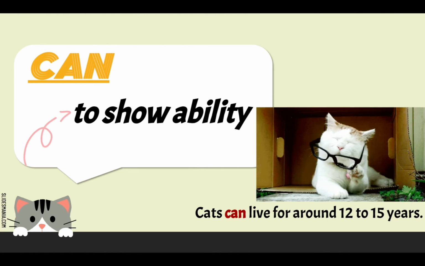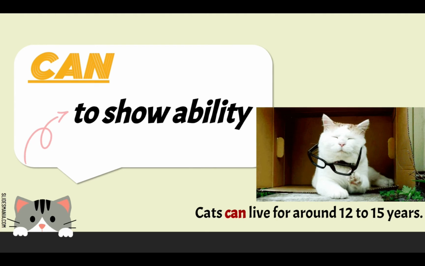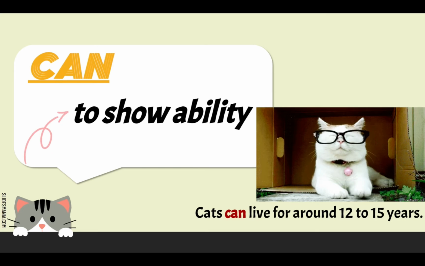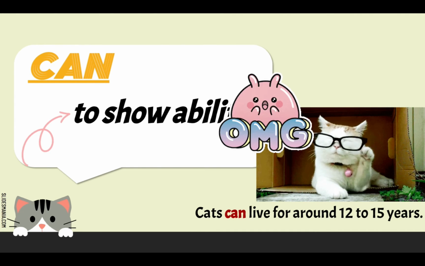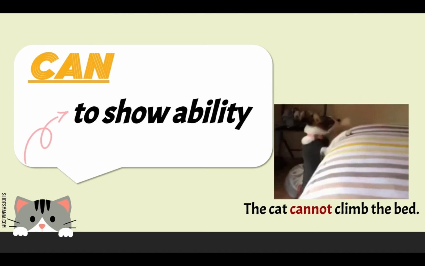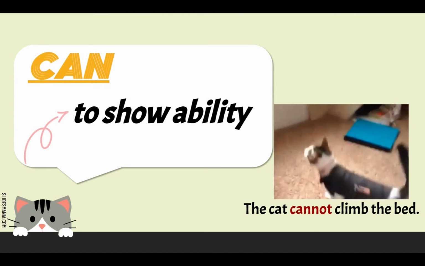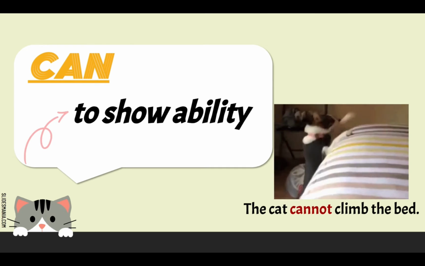Number 2, cats can live for around 12 to 15 years. So, this shows the ability of the cat, which can live up to 12 to 15 years. Amazing, right? The next one is that the cat cannot climb the bed. It shows that it was not able to climb it.